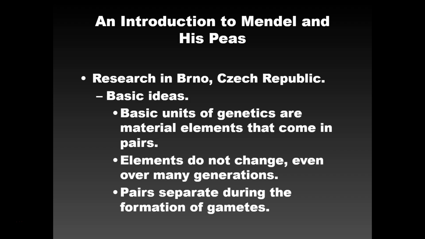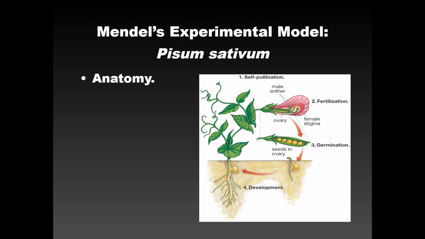His basic ideas were that there are these units of genetic material that come in pairs. And these elements don't change even over many generations, so those alleles, you could call them, or those genetic units, are relatively stable within a population. And also that pairs separate during the formation of gametes. And we're going to talk about all of those later.